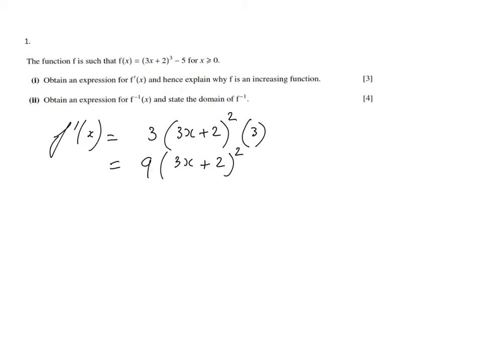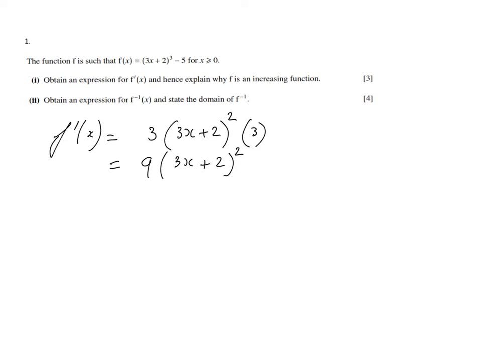Now, hence, use this to explain why it's an increasing function. So in words, you could write down in an exam that for all values of x, the derivative is going to be bigger or equal to 0 because of the square. Because that square will always make this positive, times 9, so you will always get a positive solution or 0. Bigger or equal to 0. Then obtain an expression for the inverse and state the domain of the inverse.